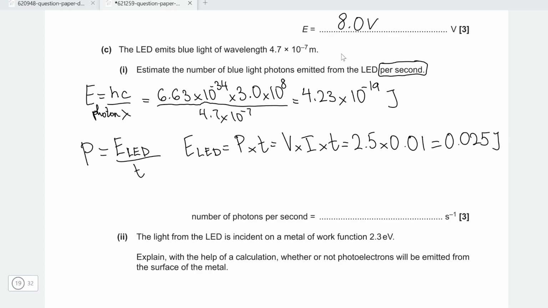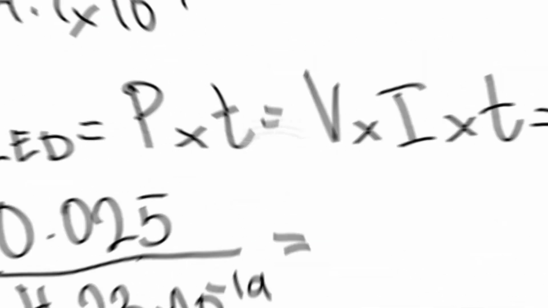In order to figure out how many photons were emitted, all we need to do is just divide those two numbers. So 0.025 divided by 4.23 times 10 to the power of minus 19 is going to give us, let's put that into a calculator, about 5.9 times 10 to the power of 16 photons per second.